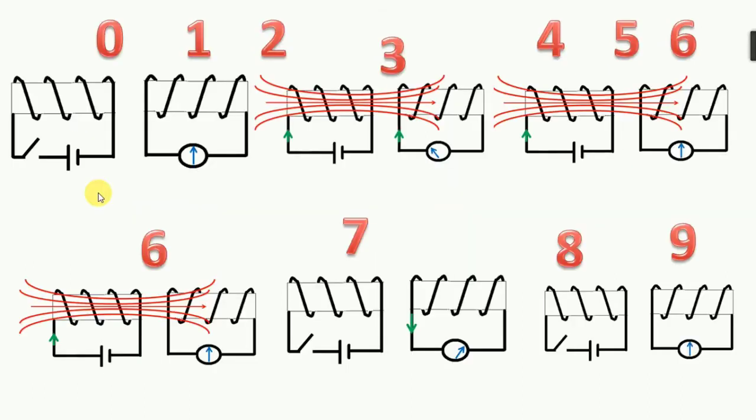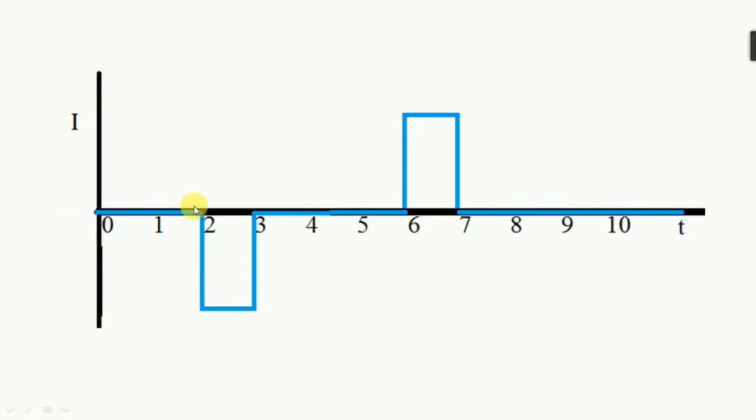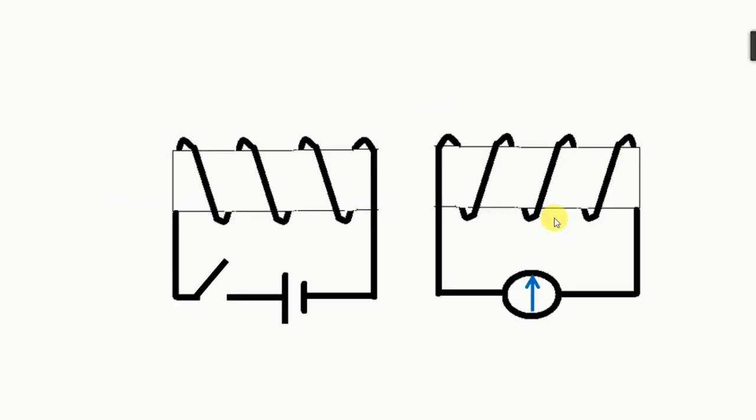If you plot the graph, between 2 seconds to 3 seconds there is induced EMF in one direction, and between 6 to 7 there is current in another direction. Other times we don't have any induced current.